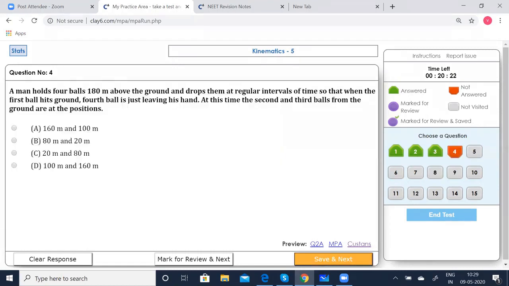A man holds 4 balls 180 meters above the ground and drops them at regular intervals of time so that when the first ball hits the ground, the 4th ball is just leaving his hand. At this time, the second and the third balls from the ground are at positions... So we have to find out the position of the second and the third balls. Okay, let me solve this.